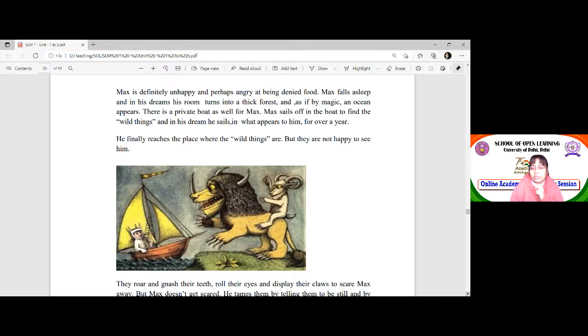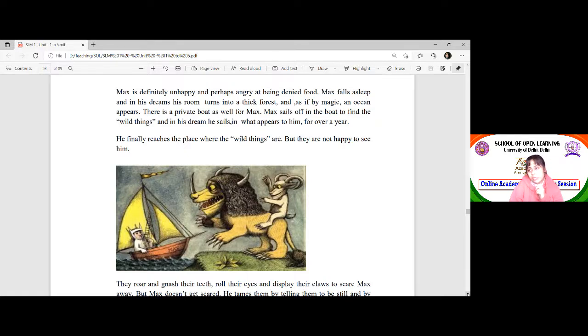Max sails off in the boat to find the wild things, because his mother called him a wild thing, remember? So this keeps on playing in his head that he's a wild thing. So he gets up on this boat in his dream to look for what the wild things are. And he sails away for over a year. Like in his dream, he feels like he's been on the ocean for more than one year. And he finally reaches the wild things. He finally gets to see what they are.